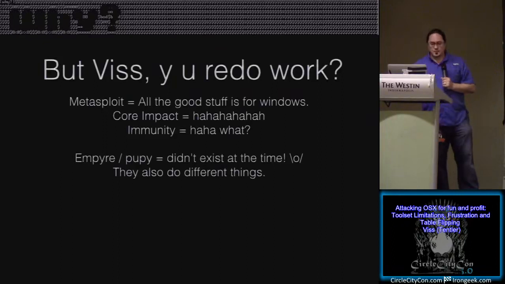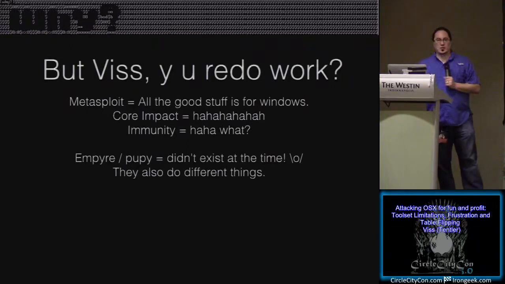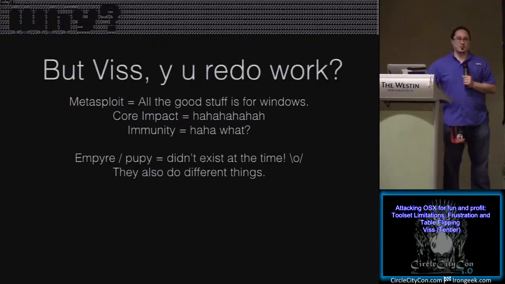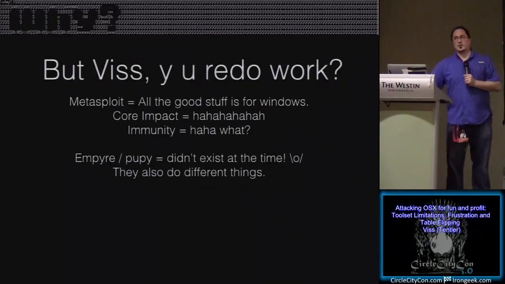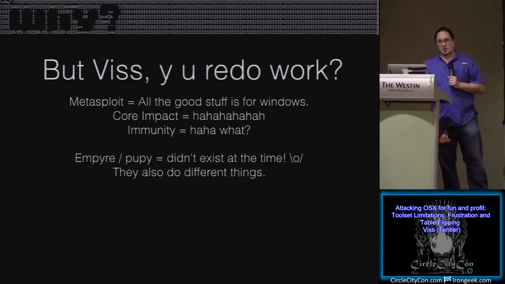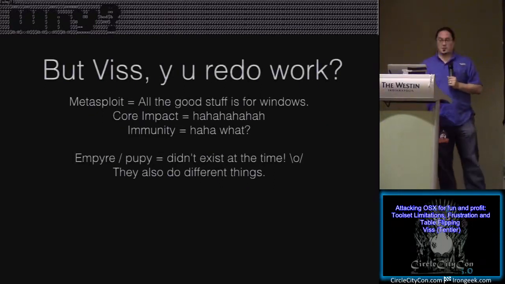Puppy didn't exist until September, which was several months afterwards, and there was another tool called Empyre, spelled E-M-P-Y-R-E, written by the guys that wrote the original Empire. It's a Python version of Empire that was written specifically to target OSX. That didn't exist until maybe a month ago, and now it's been almost a year.